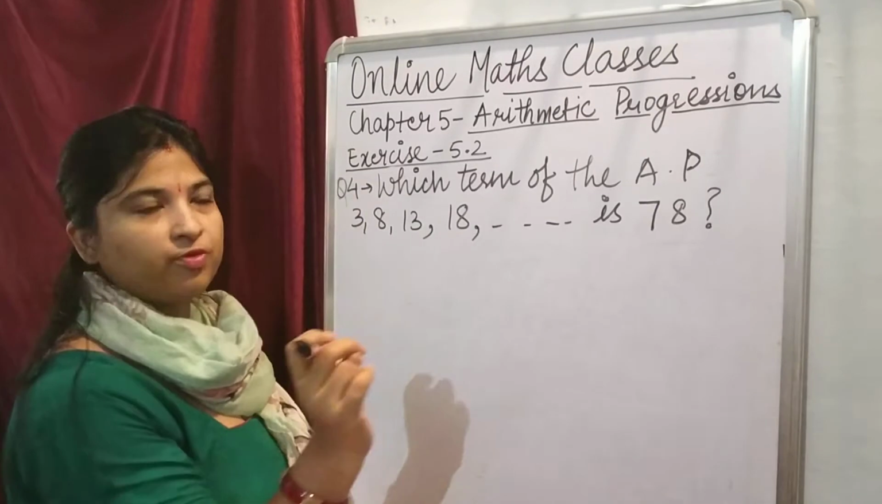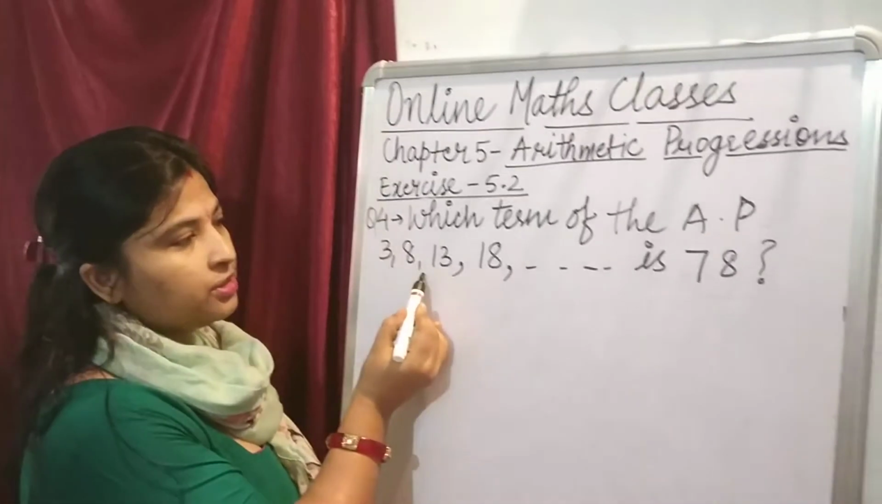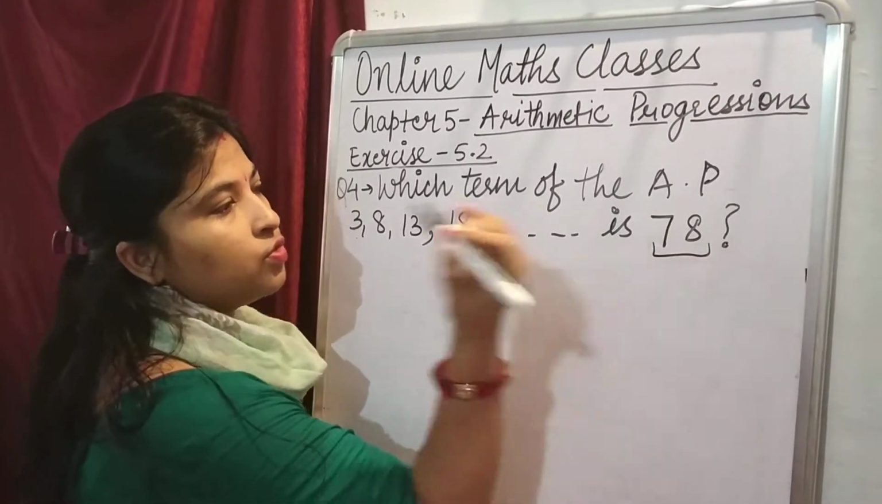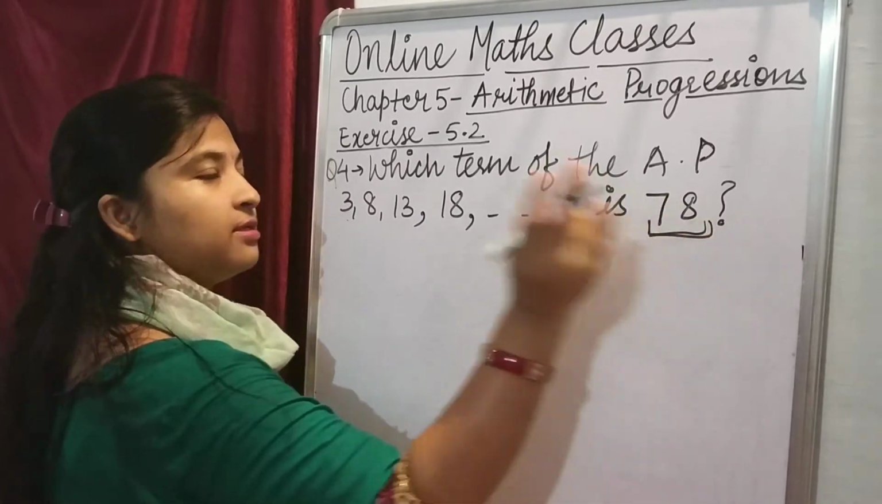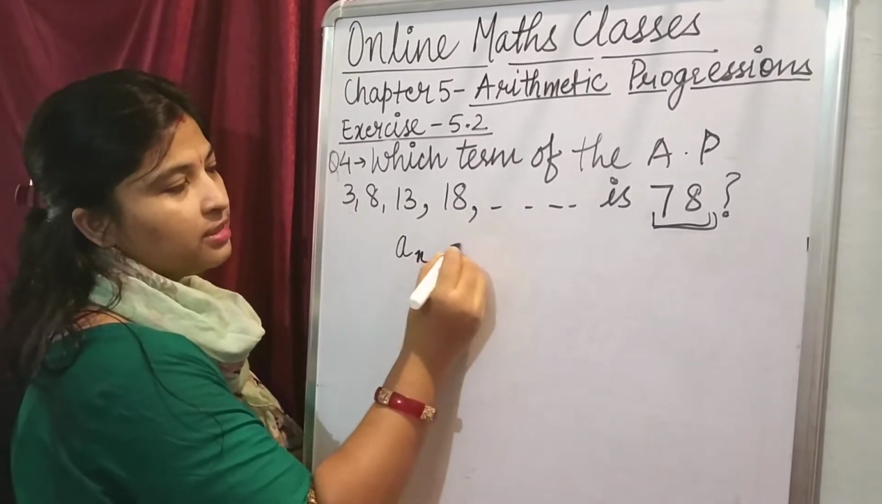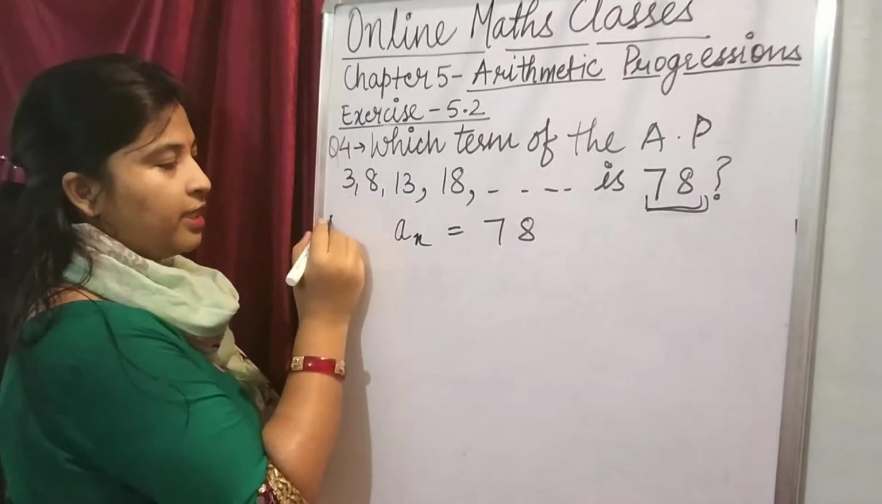Yes students, question number 4. Which term of the AP 3, 8, 13, 18, and so on, is 78? So here 78 is a term. Actually which term it is, I don't know. So can I say this is my An? So An is already given to you, that is 78.